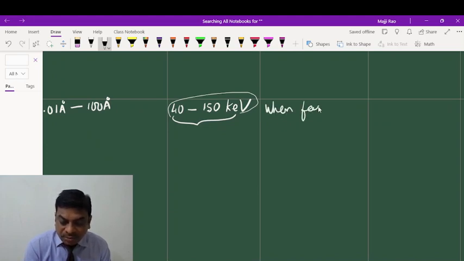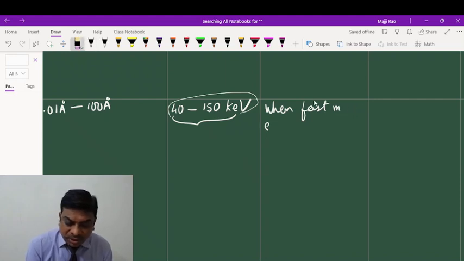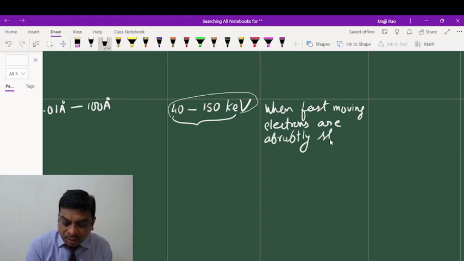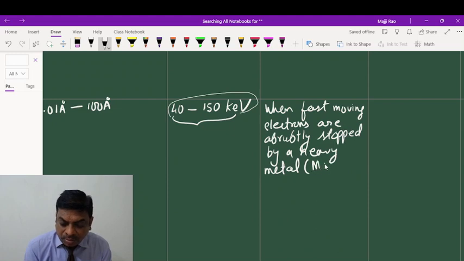So fast moving electrons are abruptly stopped by a heavy metal, molybdenum or tungsten, then X-rays are generated.